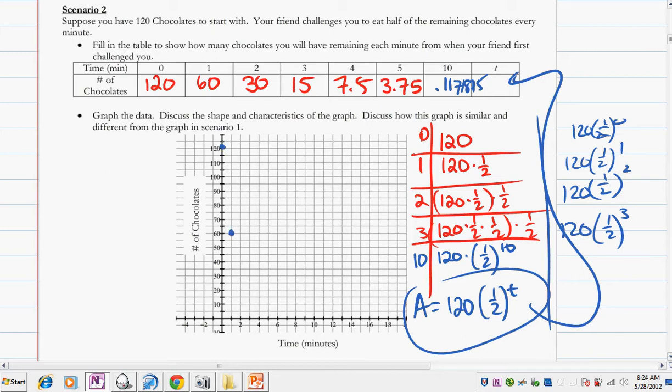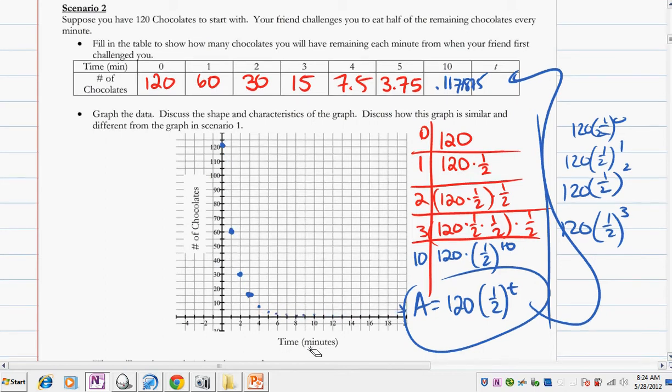then 60, then 30, then 15, then 7.5, then 3.75. You get closer and closer and closer to 0. You never quite touch it. We'll talk about that part in a second. So it's asymptotic to the x-axis. It gets close to it but never touches it.